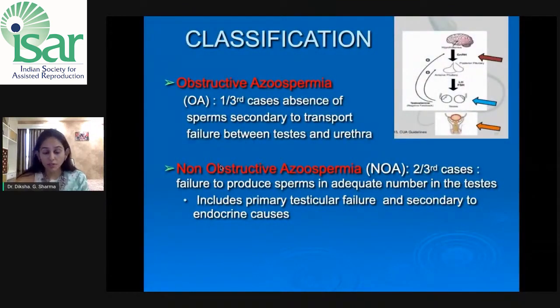Coming to the classification, the main 2 types are obstructive azoospermia and non-obstructive azoospermia. One third of the cases are because of obstructive etiology, in which there is an absence of sperm secondary to a transport failure between the testis and the urethra. Whereas two thirds of the cases would have a non-obstructive etiology, where there is failure to produce sperm in adequate number in the testis. These non-obstructive causes would include both primary testicular failure and that secondary to endocrine causes.